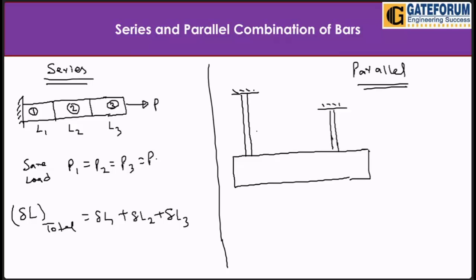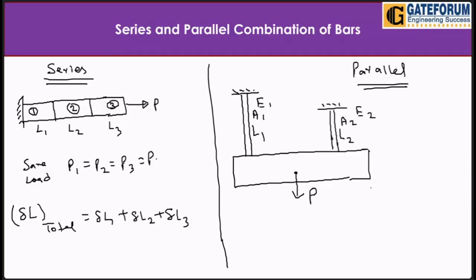These rods here, length is let's say L1, length is let's say L2, area is let's say A1 here, area is let's say A2 here, Young's modulus is let's say E1 here, Young's modulus let's say E2 here, like this only. Okay, and force P is applied here.